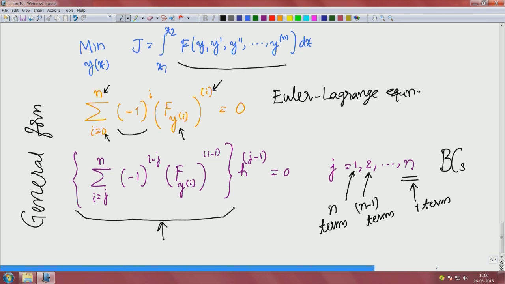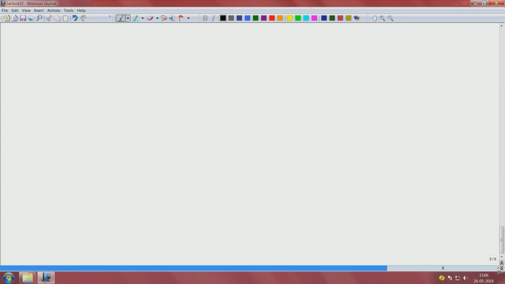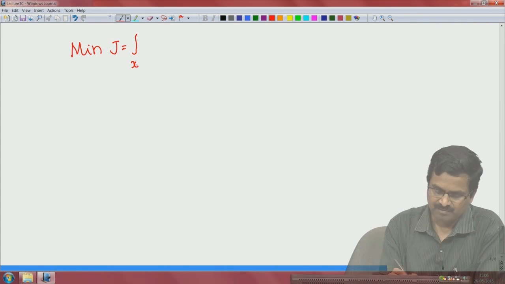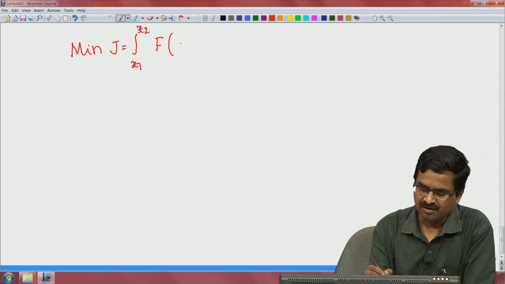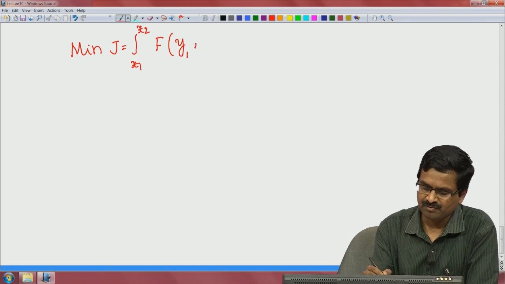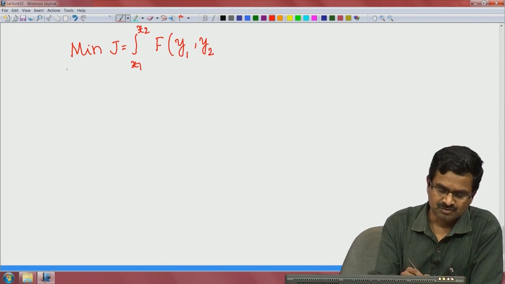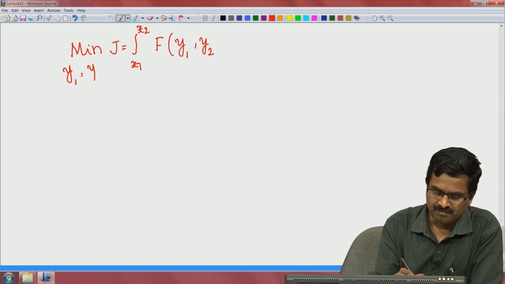This is the general form of a calculus of variations problem involving only one function y, but n derivatives, okay. Now, let us go to a case where we have our functional which goes from x1 to x2, whereas this integrand now depends on two functions, let us say y1 and y2. So, both of which we have to make as variables.